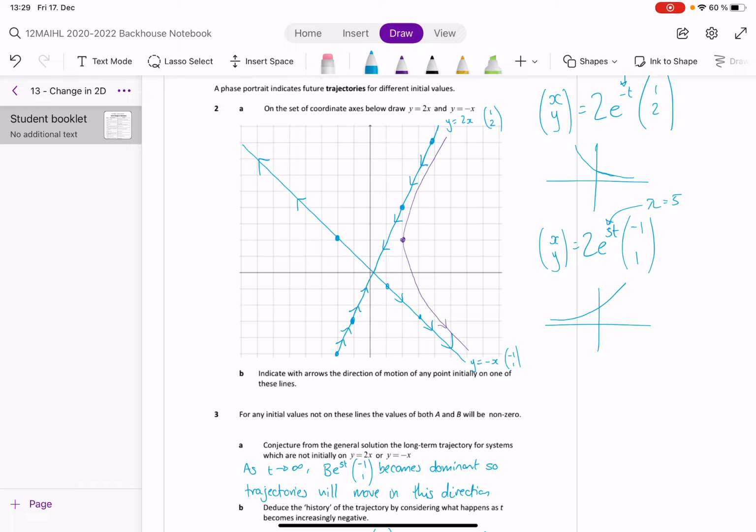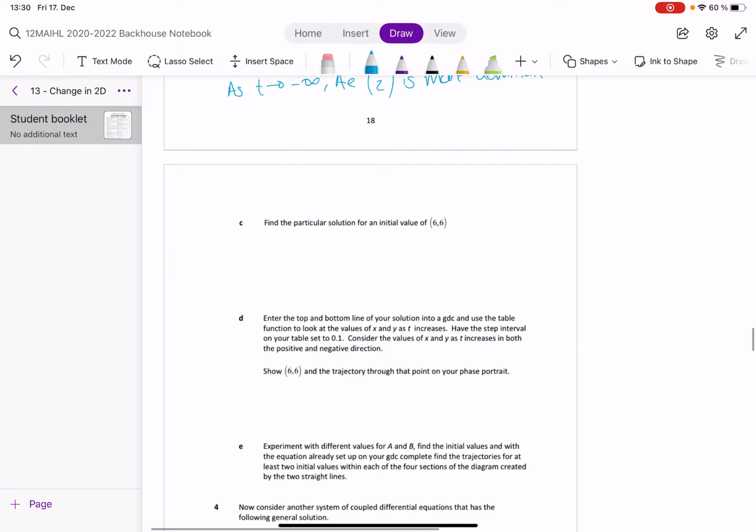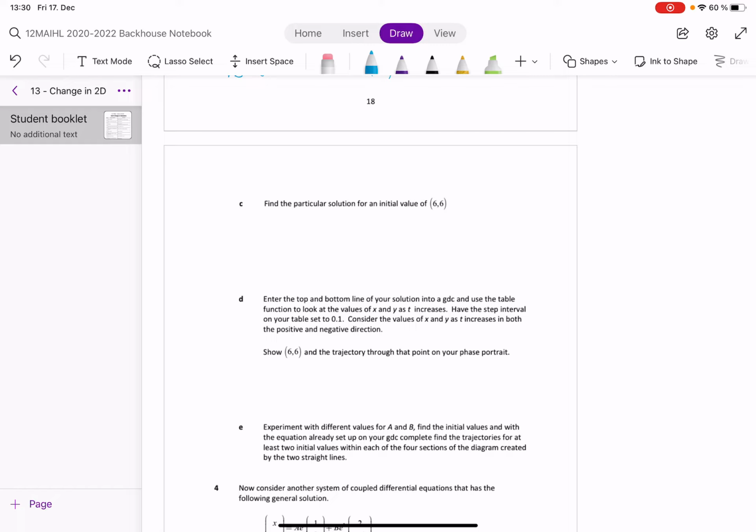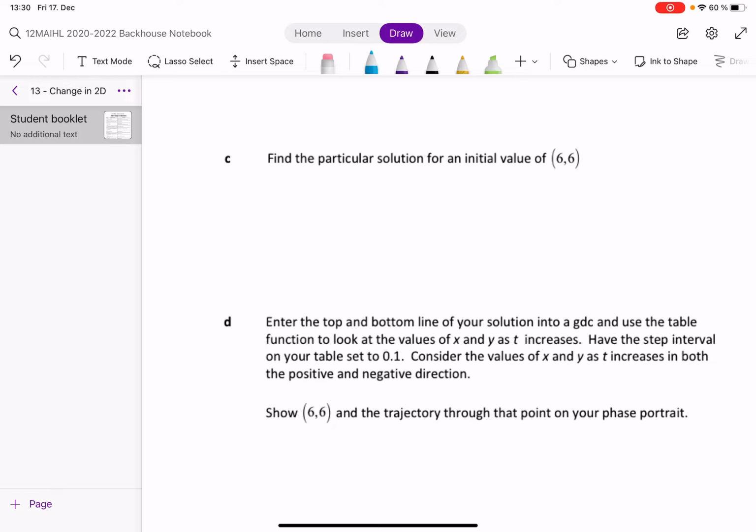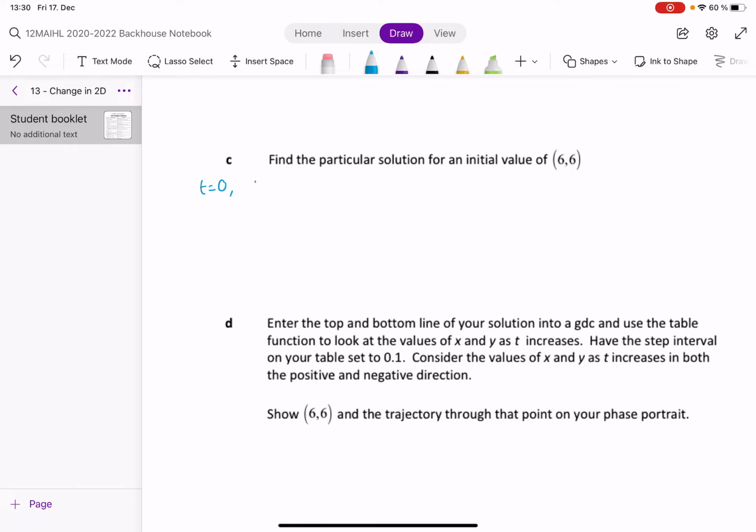Okay, so now that we've looked at what would happen going along the eigenvectors, and we've talked generally about what would happen if we weren't on an eigenvector, let's take a particular point and find a particular solution for it, and look at what that means on our phase portrait. We're going to find the particular solution for an initial value of 6, 6. So when t equals 0, x, y equals 6, 6. Okay, so we'll put that into our general equation.